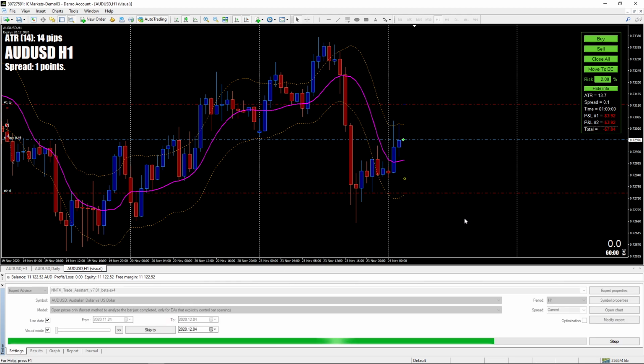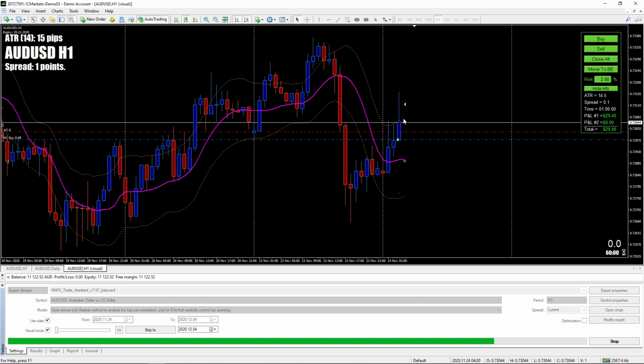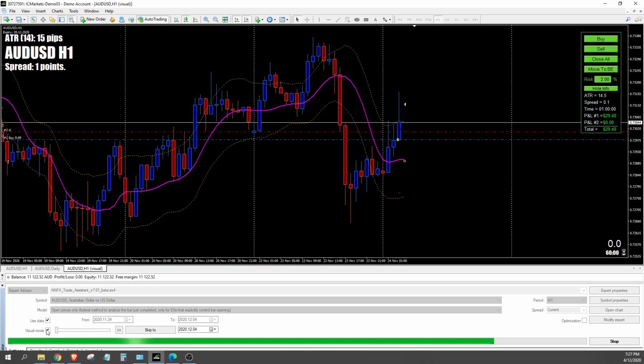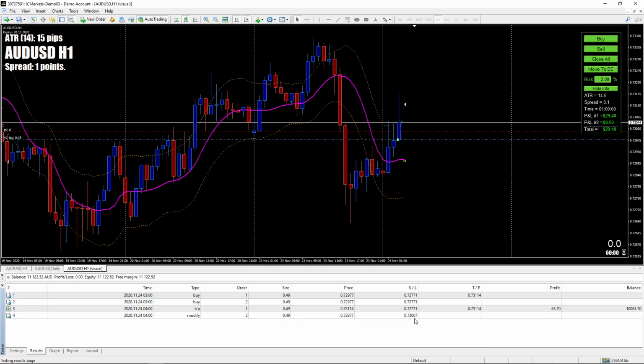So if we advance candle by candle, you can see already we had a pop up on this candle and pull back. It hit our take profit, which is great. That's what we want. And you can also see that the stop loss has moved up here to just past break even, which is where I've got the settings on that. If we look at the results again, you can see it has closed that one trade in profit, and the second trade is still open. It's modified the order, which is essentially what it does when it moves that stop loss for us.